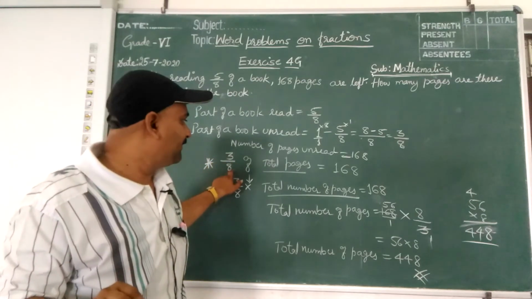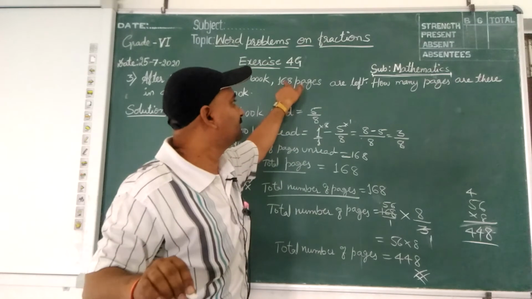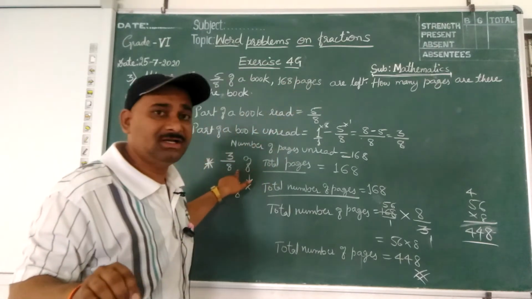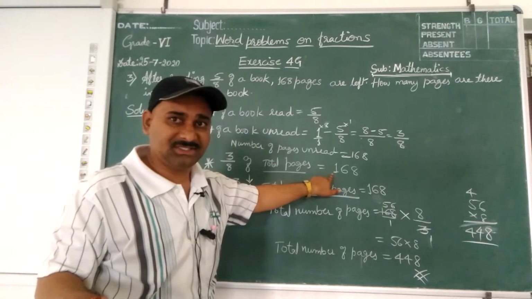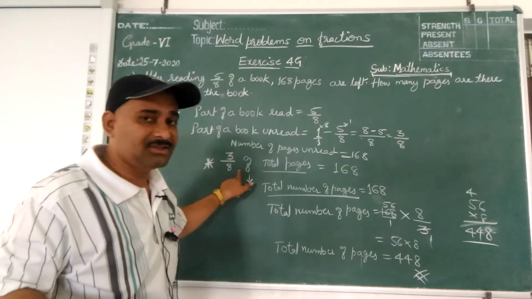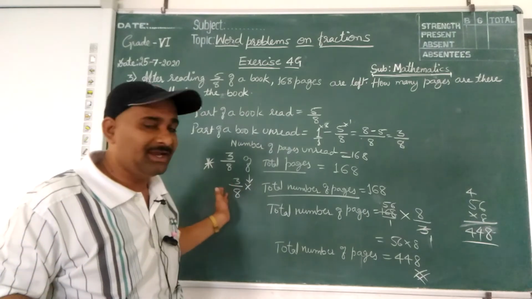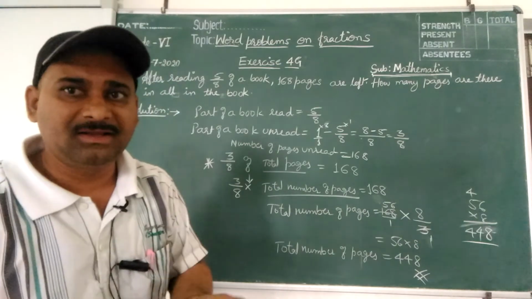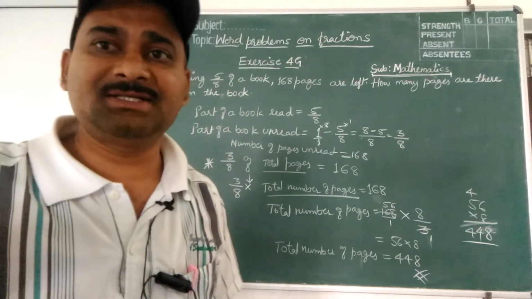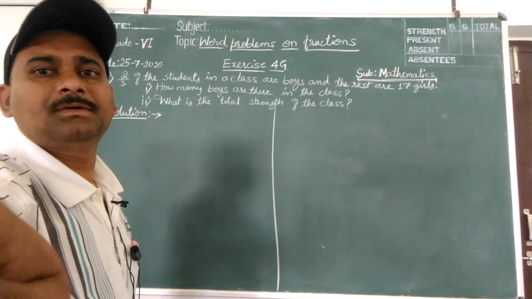3 by 8 of total pages is 168. 3 by 8 is what? The pages which are left. These are the pages left, correct? That's why 3 by 8 of total pages is 168. Of means multiplication. Take this 3 by 8 to the right side, it will be 8 by 3. Cancel with the 3's table and you will get 56 into 8. Multiply, you will get 448 pages.